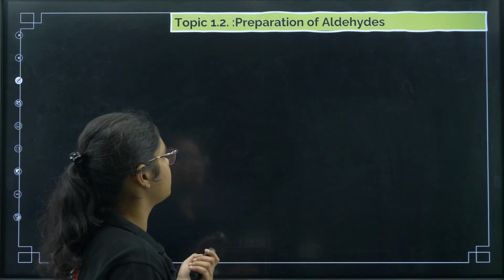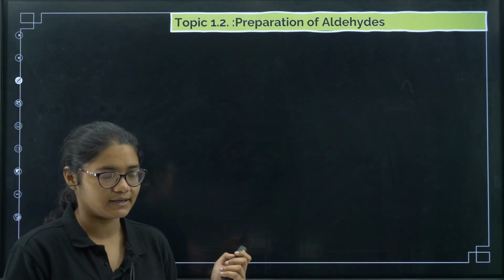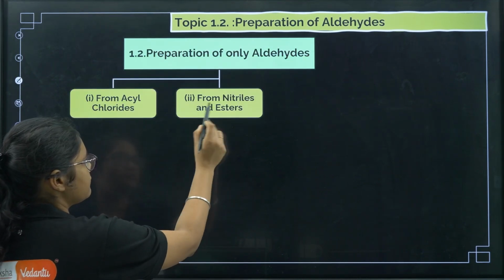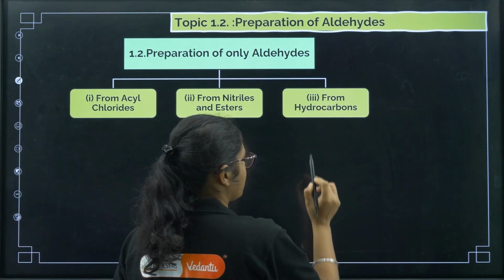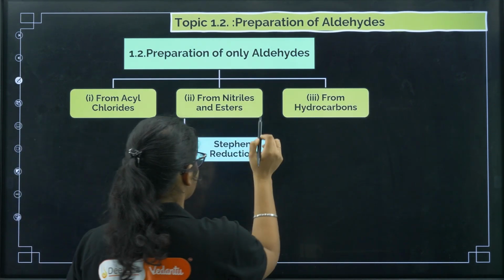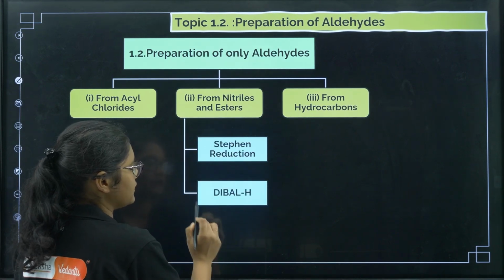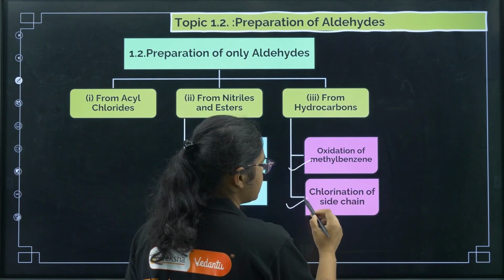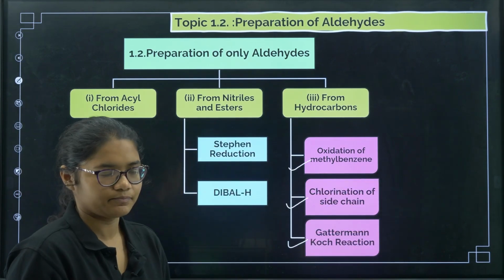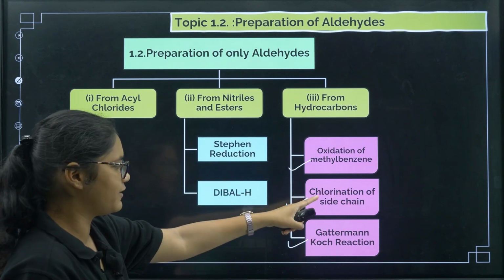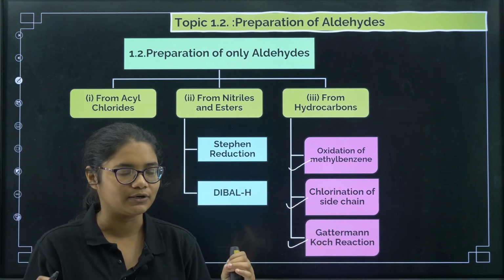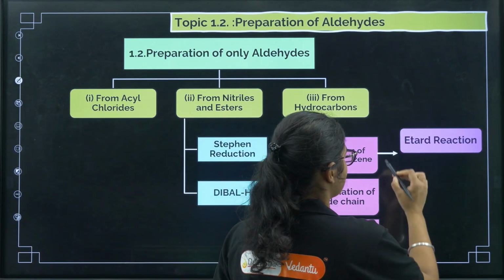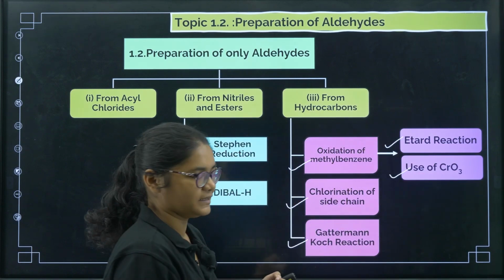Next we'll come to the second one, that is preparation of only aldehydes. This is a very important one. In the preparation of only aldehydes, the first one we have is from acyl chlorides, second from nitriles and esters, third from hydrocarbons. Under nitriles we have two reactions, Stephen reduction and using DIBAL-H. Then from hydrocarbons we have oxidation of methyl benzenes, chlorination of side chain and Gattermann-Koch reaction. So these are 1, 2, 3, 4, 5, 6. Almost 6 to 7 reactions we are going to revise in one particular slide. Under oxidation of methyl benzene you have Etard reaction and the use of chromium oxide.